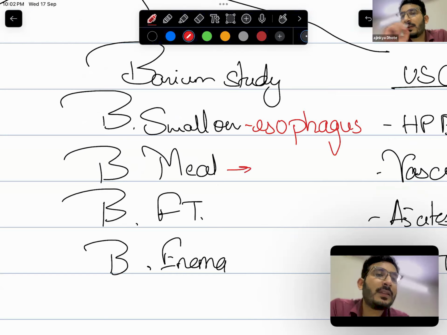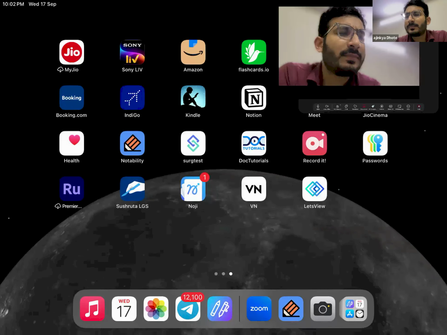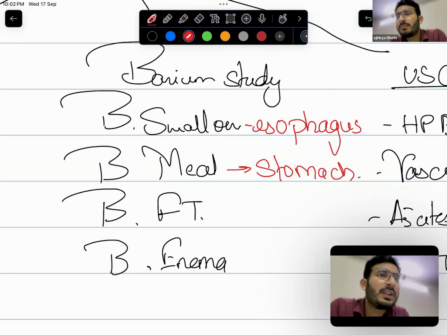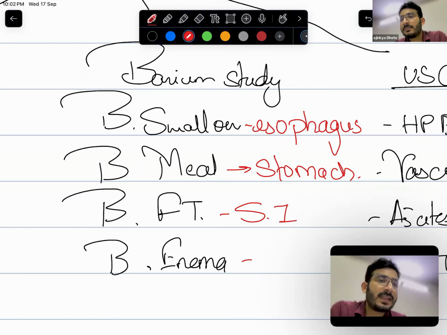Your barium meal is for your stomach. What is that? Okay, and usually the duodenum. Barium follow through is for your small intestine, and barium enema is for your colon. Okay, obviously it is given correctly.